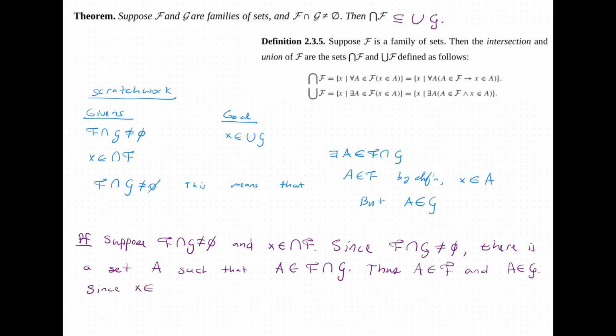Since X is in the intersection of the families, we have by definition that X is in every set in the family F. And so in particular we have that X is in A. And so we can just write what I said verbally over here, that X is in each set of F. And thus, X is in our set A, since A is in F.